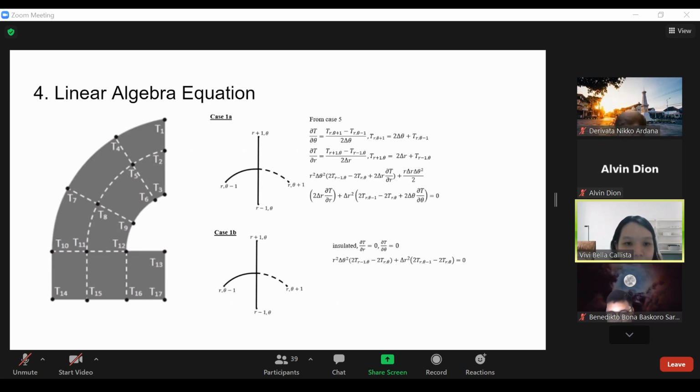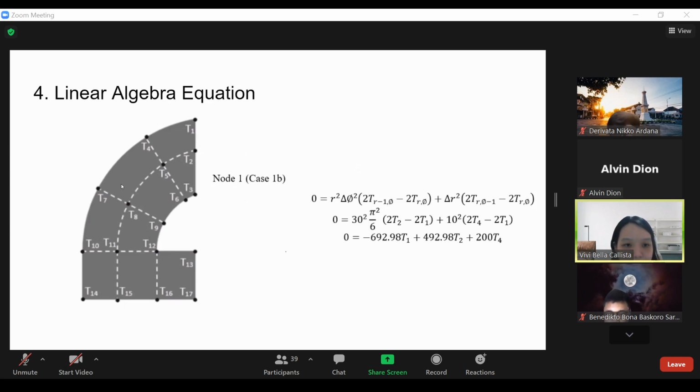Because the right side is insulated, it can be assumed that ∂T/∂r equals 0 and ∂T/∂θ equals 0. So the final equation is the last one. Next, for node 1, we use case 1b that we derived before, and we input the numbers and we get the linear equation. The same procedure is repeated for all of the nodes with different cases.